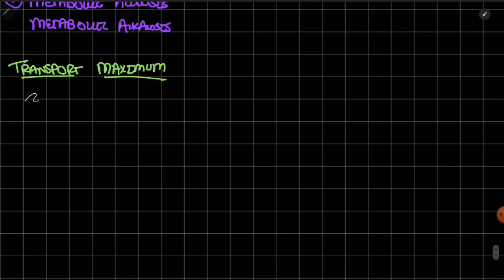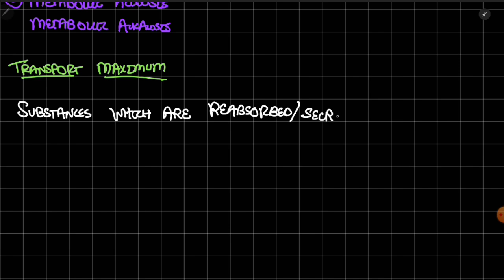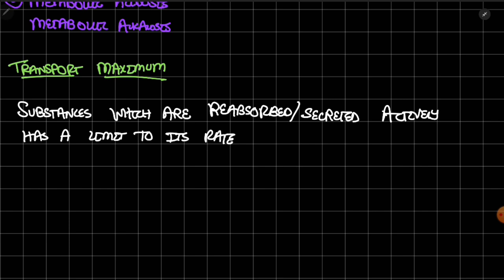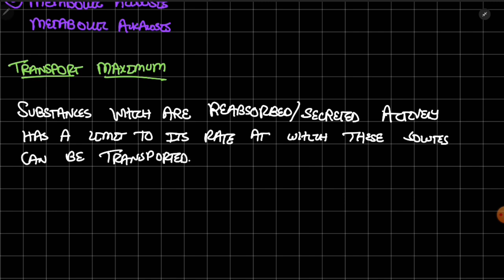Let me just write it. Substances which are reabsorbed or secreted actively have a limit to the rate at which these solutes can be transported. This is transport maximum.